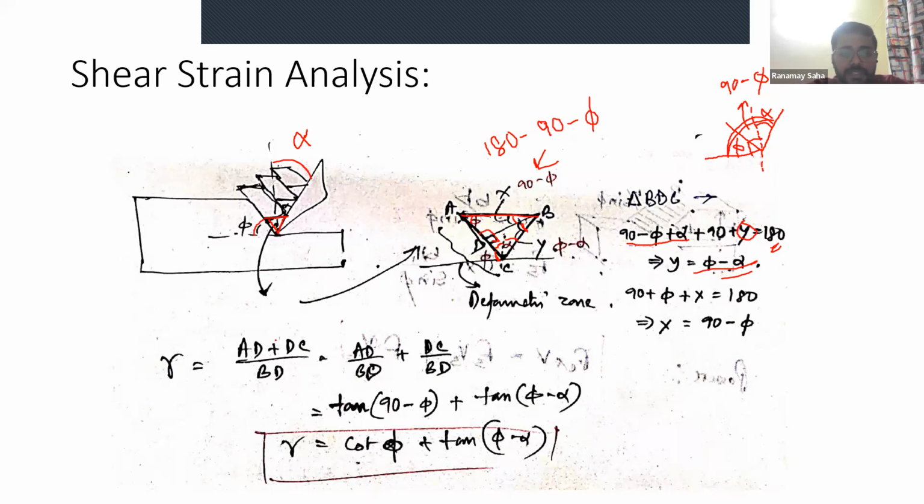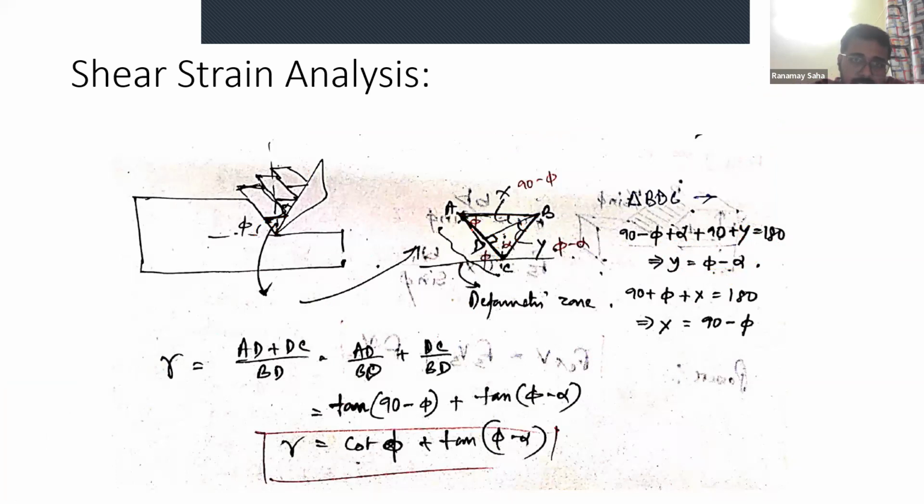Now, what happens is you just find out the strain. Okay, so what is strain? Strain is simply the deformation of a plane with respect to a perpendicular plane, right? So the deformation of AD with respect to the perpendicular BD.